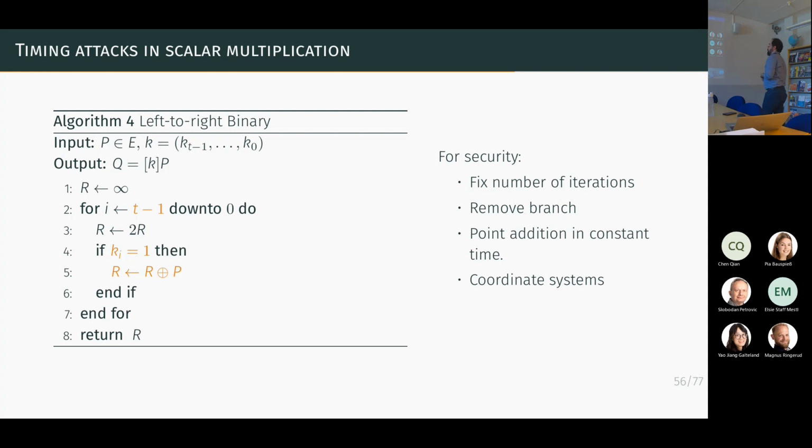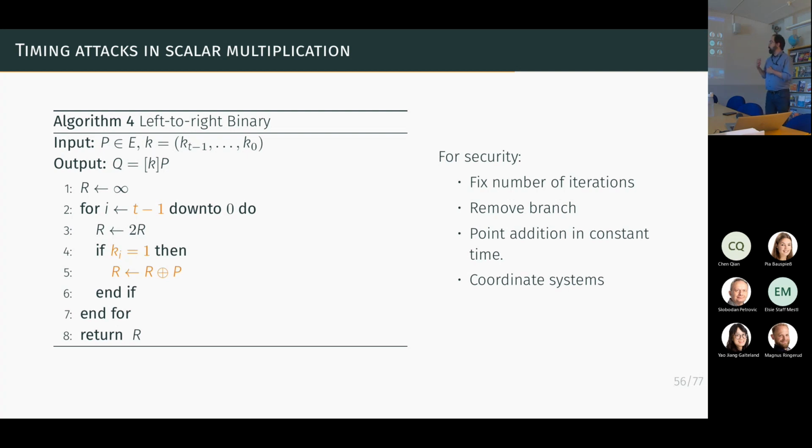So, scalar multiplication: let's go back to the double-and-add algorithm and look at it from a side-channel or implementation security perspective, right? And then we refine this multiple times until we get something secure at the end. Again, we have P in affine coordinates as input. We have the binary expansion of the scalar, and we scan this from top to bottom, always doubling the accumulator, which I called R, and then doing a point addition when the bit is 1.